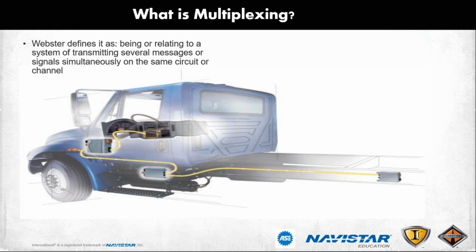Datalinks and multiplexing are not new. Telephone systems have used multiplexing for many, many years. Trucks, Navistar in particular, have been using multiplexing for about 20 years, so it is not new. We've used it in other forms previously, and it's pretty much standard across the industry now.